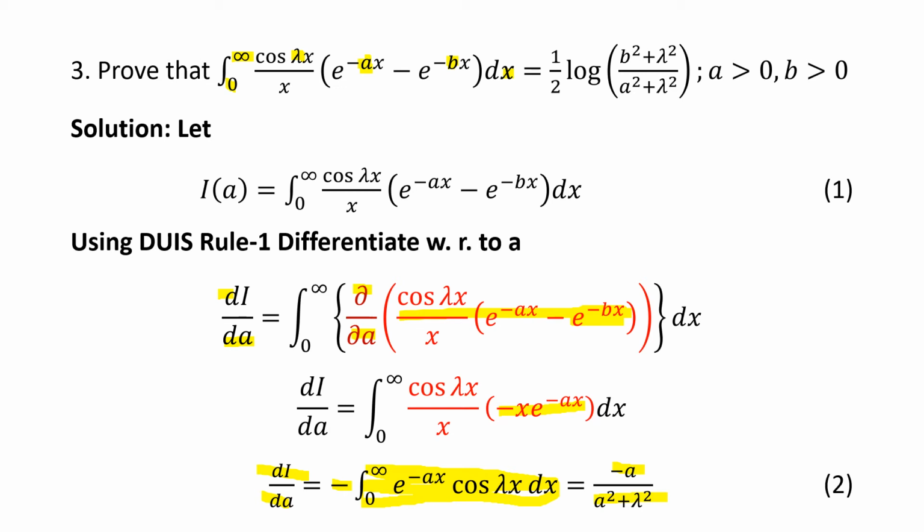Now in the second step we have to solve this differential equation. We got dI by da is equal to minus a by a square plus lambda square. We will solve this differential equation by the variable separation method, so we have to integrate this right hand side function with respect to a. For this you have to put a square plus lambda square equal to y. So you will get a da is equal to 1 by 2 of dy. When you solve it, you will get I equal to minus 1 by 2 log of a square plus lambda square plus c.